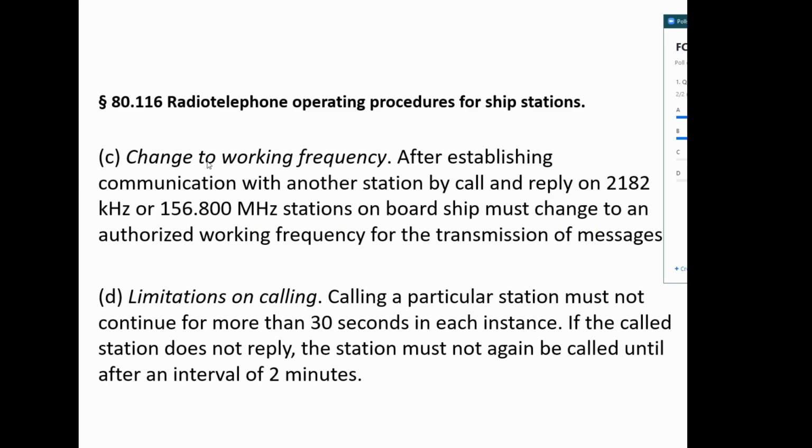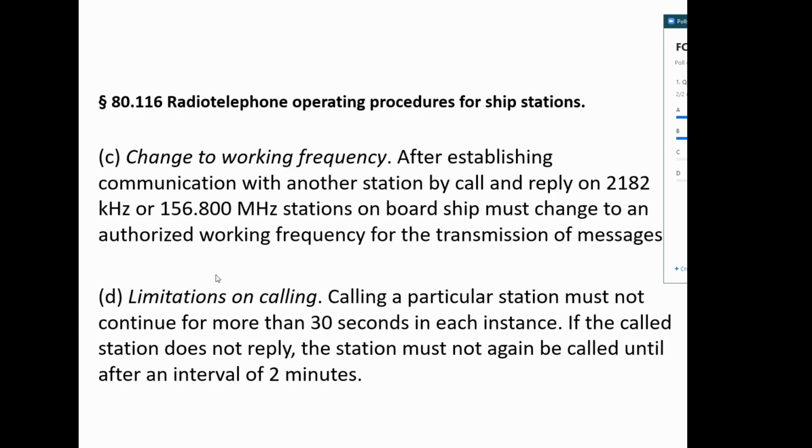A few more. 116, you can see we're covering it quite a bit. You're on a ship, and basically these are the regulations that you're subject to. I saw this on the last presentation. C, changing to a working frequency after establishing communication with another station on one of the two emergency channels. The people to the conversation must change to an authorized working frequency for the transmission of messages.